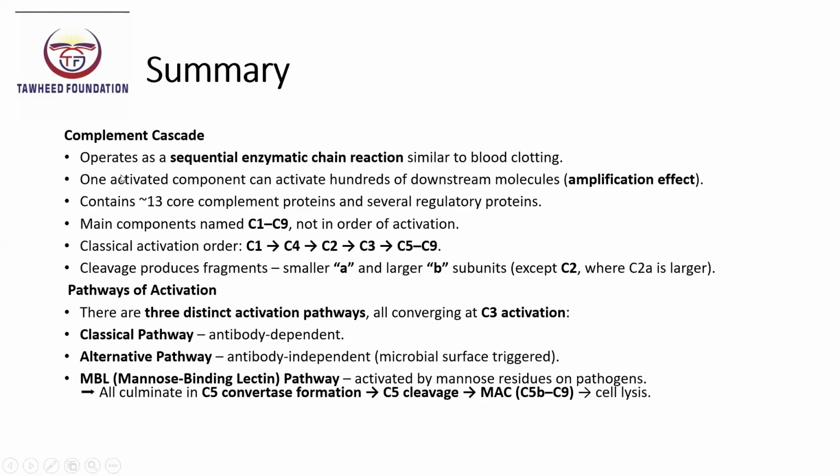Complement cascade: it operates as a sequential enzymatic chain reaction similar to blood clotting. One activated component can activate hundreds of downstream molecules, that is the amplification effect. It contains around 13 core complement proteins and several regulatory proteins. Its main components are named C1 to C9, not in order of activation. Classical activation order is C1, C4, C2, C3, C5 to C9. Cleavage produces fragments, the smaller is the A and the larger is the B subunit, except C2 where C2a is larger.